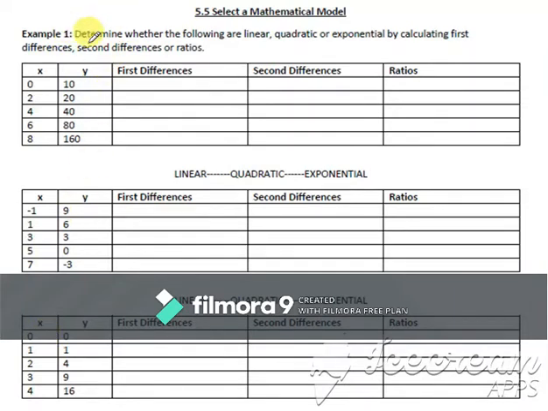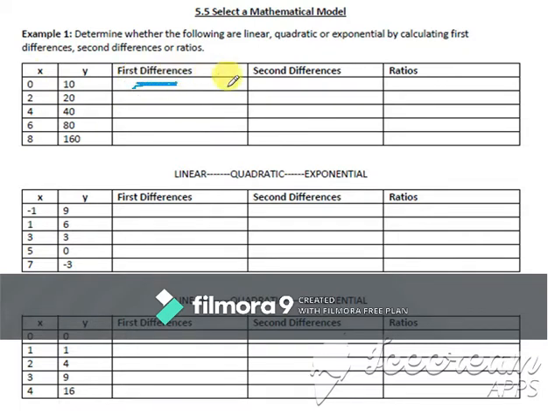Okay, so we're going to say example 1, determine whether the following are linear, quadratic, or exponential by calculating first differences, second differences, or ratios. Okay. Basically, what you want to do is you want to continuously calculate these in order until you find out which one it is. Okay, so here's the table of values.